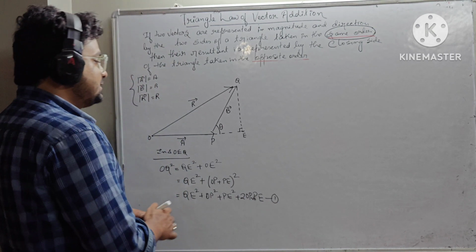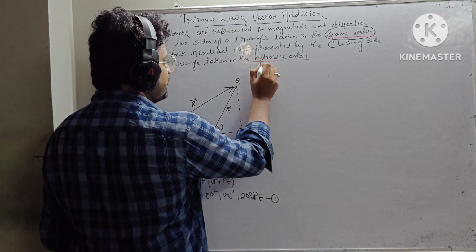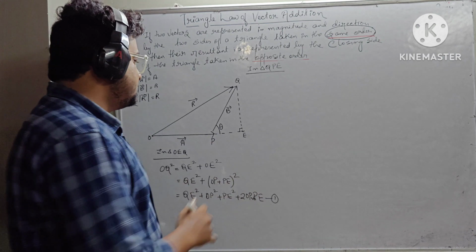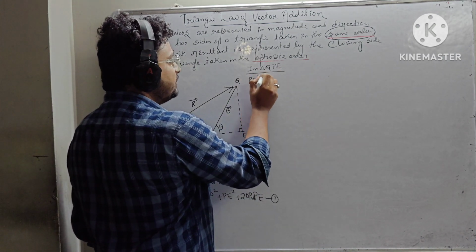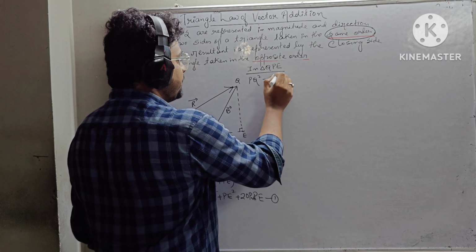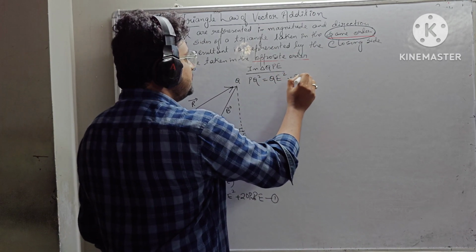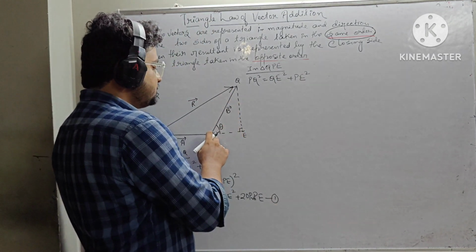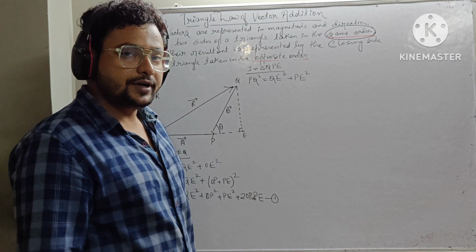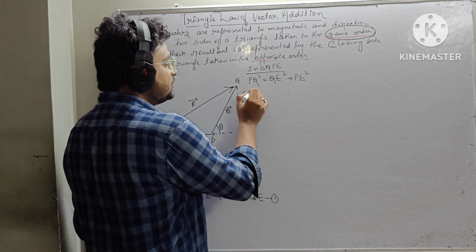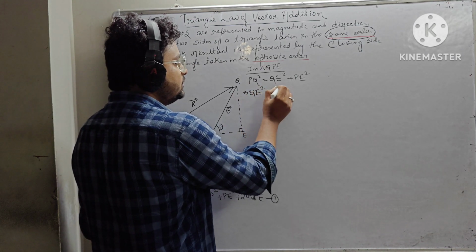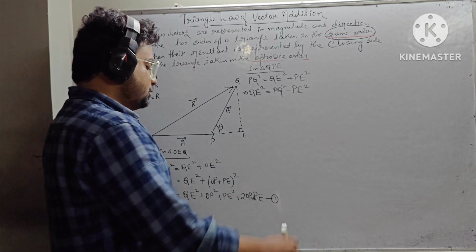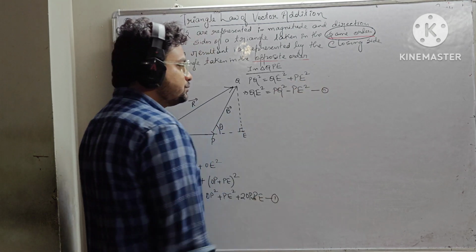Now let us take this small triangle, triangle QPE. From here I can write, again by Pythagoras theorem, PQ square equals QE square plus PE square. Now from here let us find QE square. QE square will be PQ square minus PE square. Let this one be equation 2.